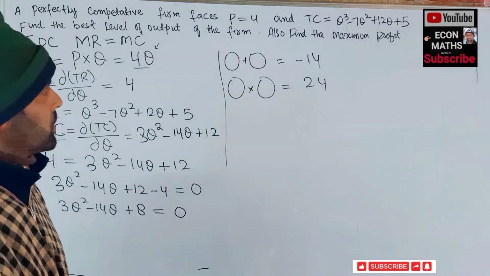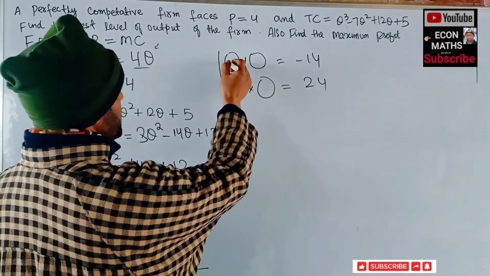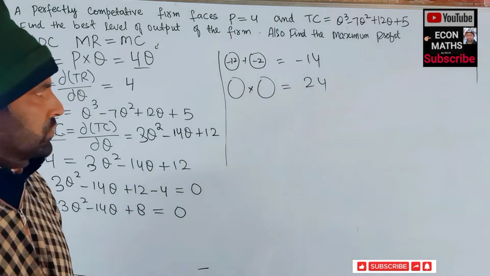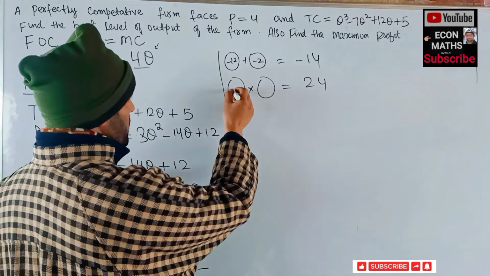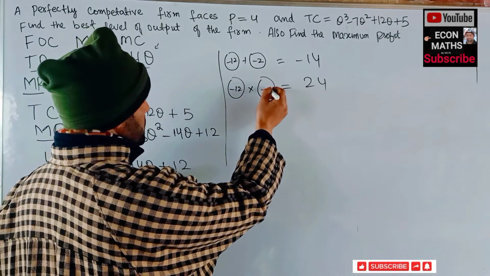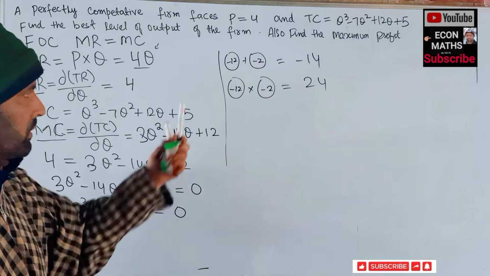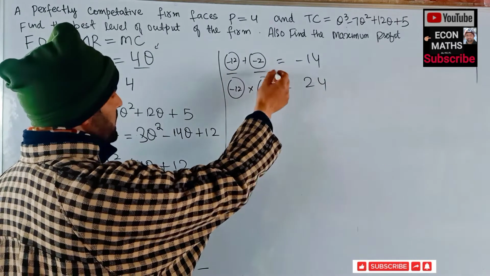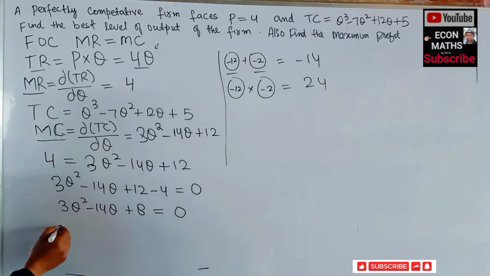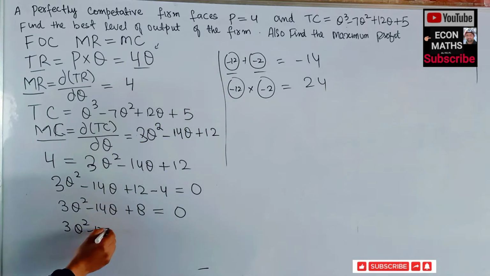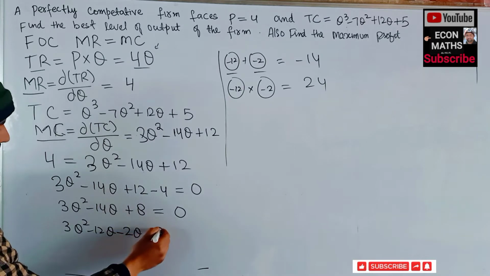Let us think about this. If we take minus 12 and minus 2, then minus 12 plus minus 2 is equal to minus 14, and minus 12 into minus 2 is equal to plus 24, because minus times minus is plus. So we will plug these two values, minus 12 and minus 2, in this. So this is 3q square, and in place of 14q, I will write minus 12q minus 2q plus 8 should be equal to 0.